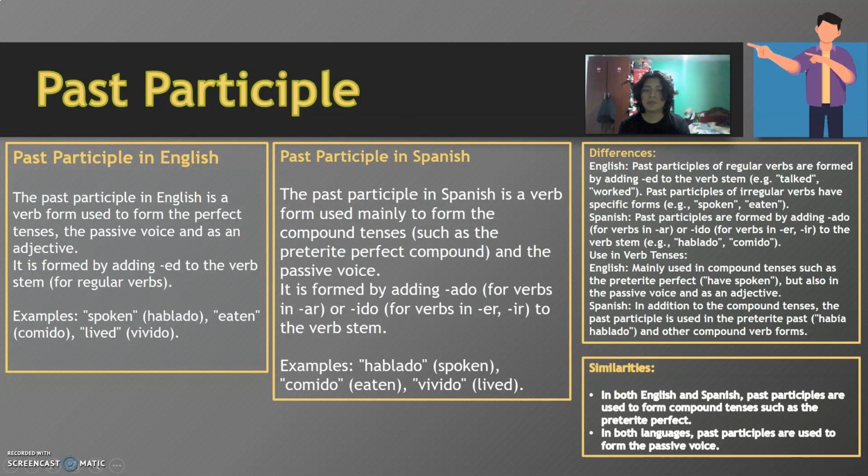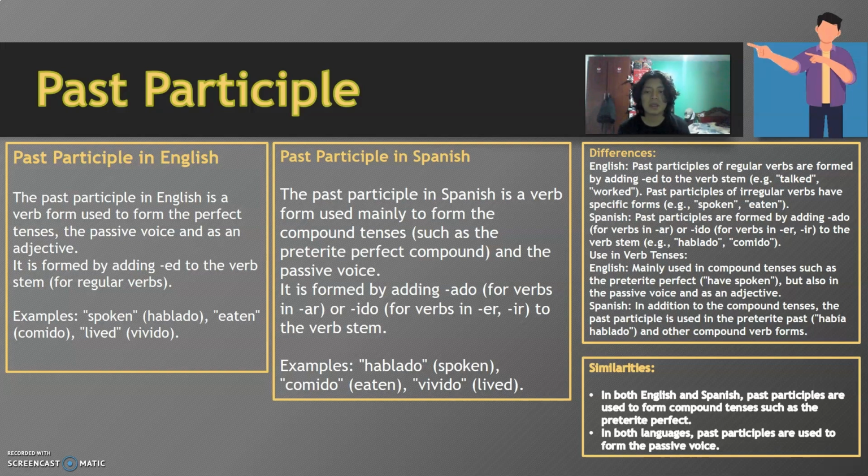We have the last. This is the past participle. In English, the past participle is a verb form used to form the perfect tense, the passive voice, and as an adjective, and it is formed by adding -ed to the verb stem for regular verbs. For example, we have spoken, eaten, and lived.